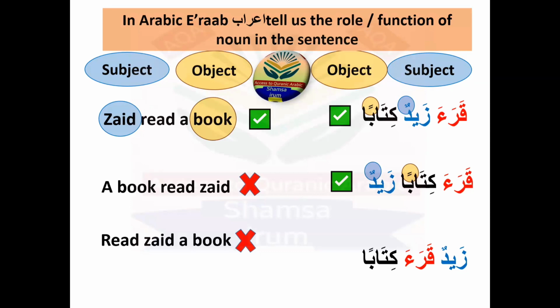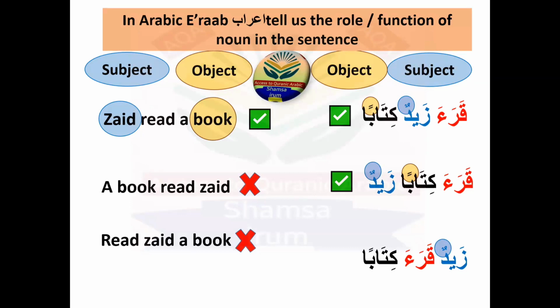So what we have to do, we have to check the haraka of the last letter. Zaidun is marfu, because the case ending of Zaidun is marfu, so it means it will act here as a subject. It will not change if it ends on the dhamma. If the noun is marfu, it means it acts here as a subject. That's it. Simple. We have to check the haraka of the last letter.